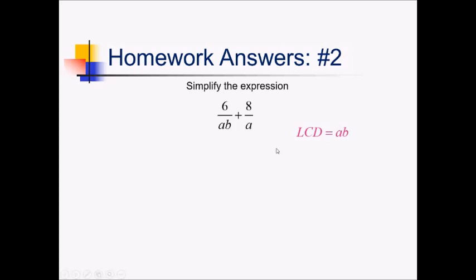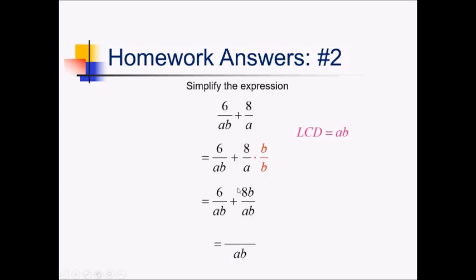All right, so this first fraction then is fine the way it is. We can leave it as 6 over ab. But this next fraction, to get ab as the denominator here, we're going to have to multiply by b over b, fancy form of 1. That'll give us, let's see, we have 6 over ab plus 8b over ab. And now we have the same denominator. So we can keep that denominator of ab and just add the numerators together.